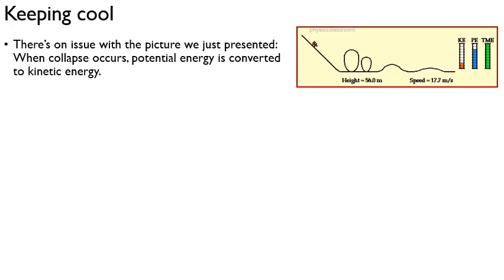Now, there is an issue with the story I just told you, and if you were paying very close attention, you might have caught it. We're converting potential energy to kinetic energy when we collapse, right? Just like the roller coaster that's pictured here. So as the cloud collapses, you get more kinetic energy, but that means that the temperature is increasing, right? Because temperature is really just a measure of the kinetic energy of your gas. So when we're collapsing, the cloud heats up.